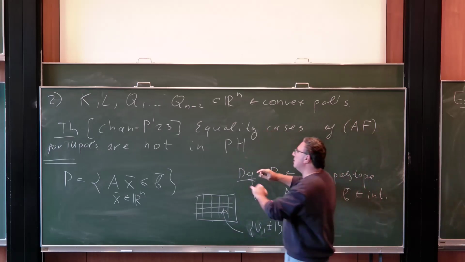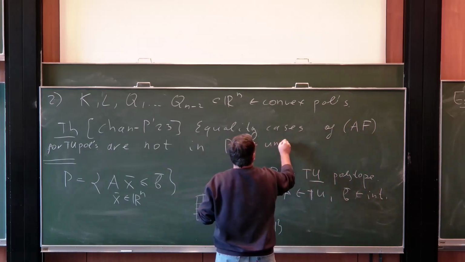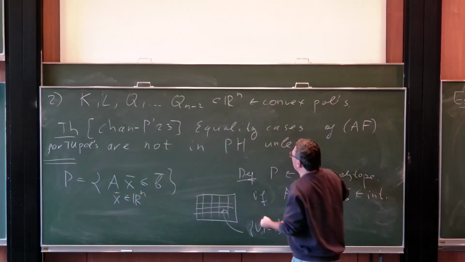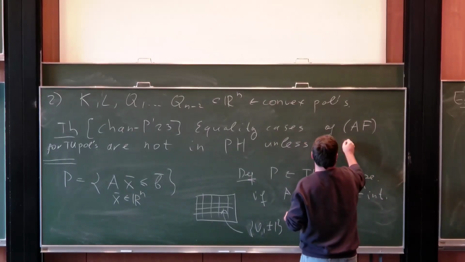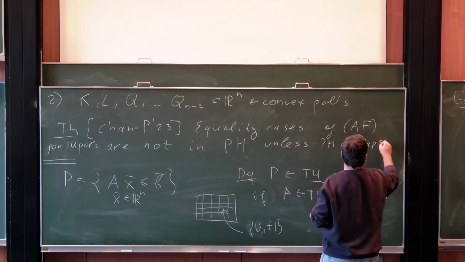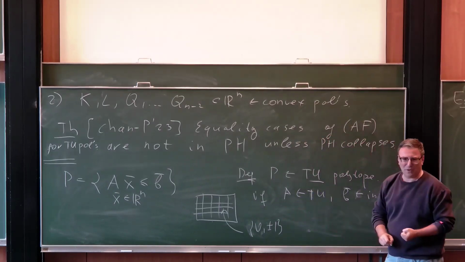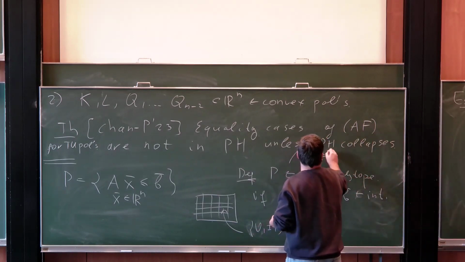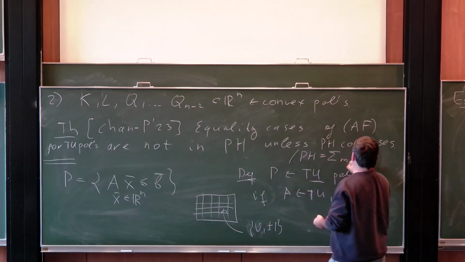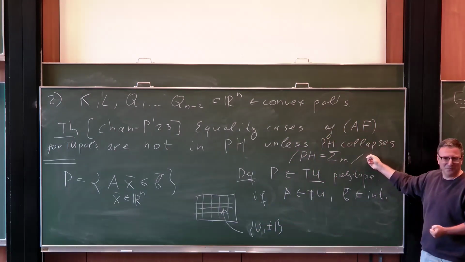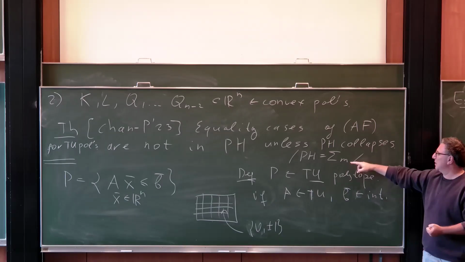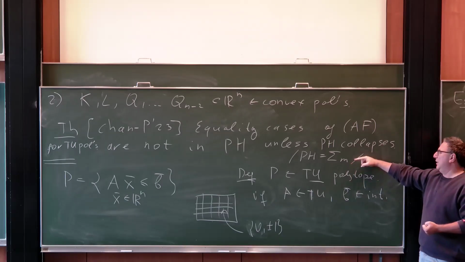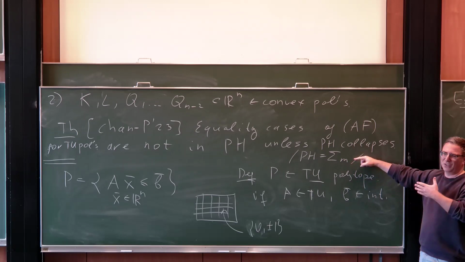Okay, and the reason why we cannot prove it is because complexity theory cannot prove anything unless PH collapses. And by collapses I mean collapses to a finite level. So PH is equal to Sigma_m. Let me not explain any of that. Basically it means that only finitely many quantifiers suffice to get any number of quantifiers.